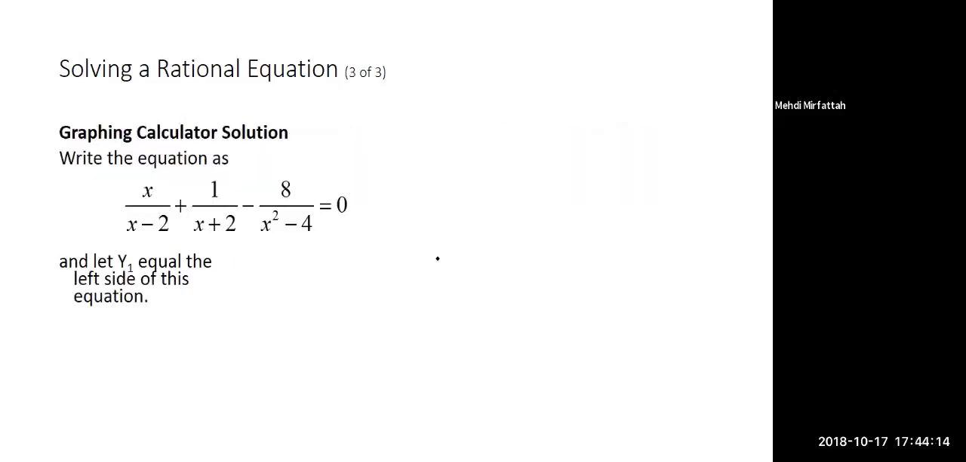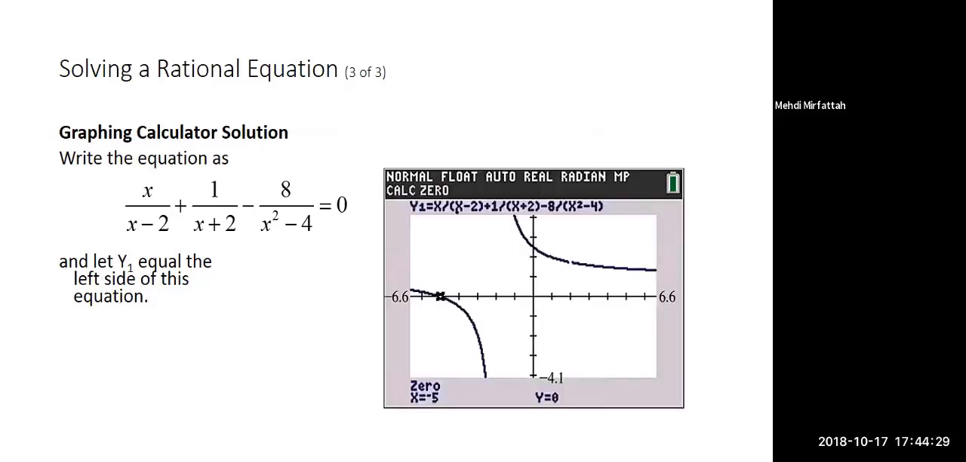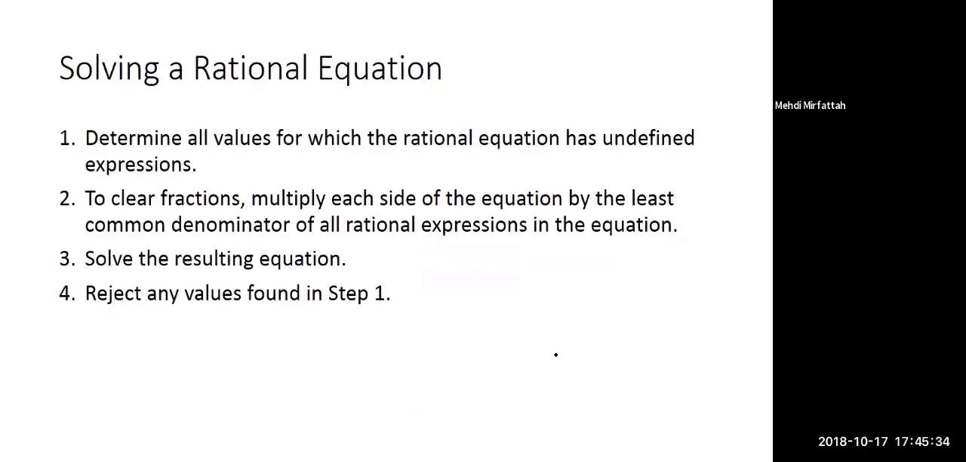For the graphing calculator solution for this problem, we let y1 equal the left side of this equation. If you plug that into your calculator, you can see the graph of your equation, and also the points of intersection. The solution set is minus 5. So these are the steps that we talked about. You may want to write this on your summary sheets.